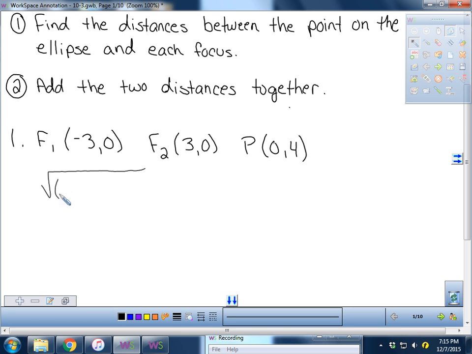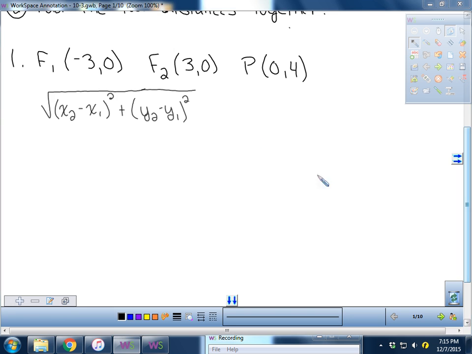that's where you take and subtract your x's and square that. And you take your y's and subtract those and you square that. And then you add those two things together and take the square root. So what we're going to do is find the distance between the first focus and the point, the second focus and that point, and then you're going to add those two distances together.